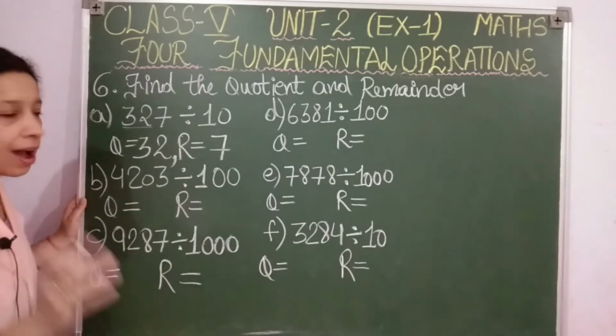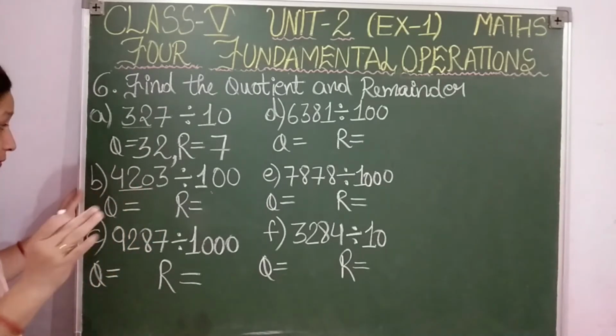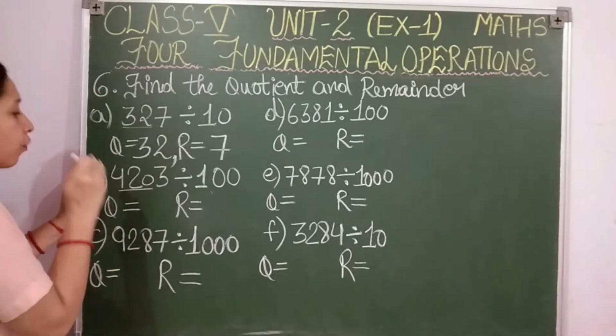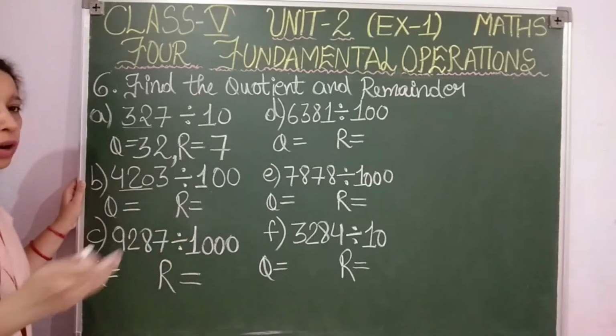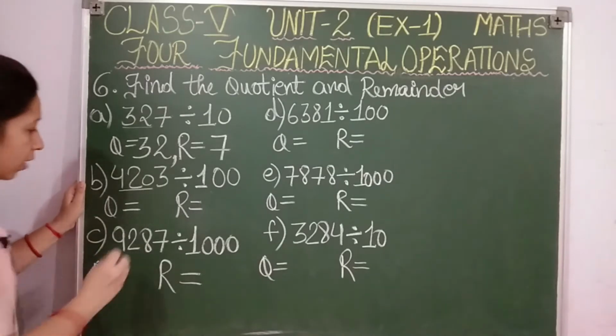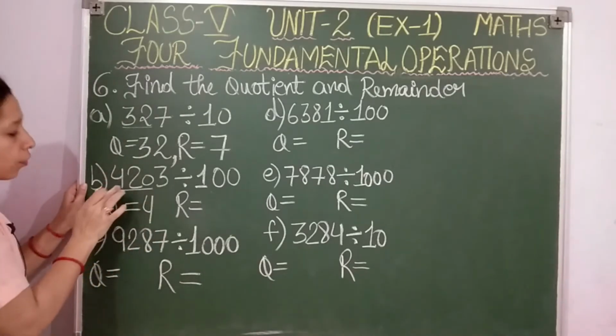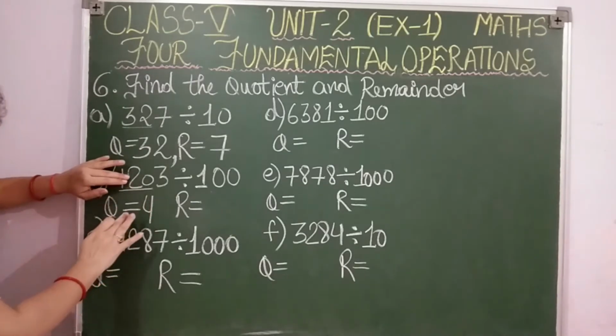Let us see point number B. 4203 divided by 100. Here also first take 3 digits only. So 420. How many times can you take out 100 from this 420? 4 times. 100 fours are 400. Okay. Then 420 minus 400. How much is left, students? 20.